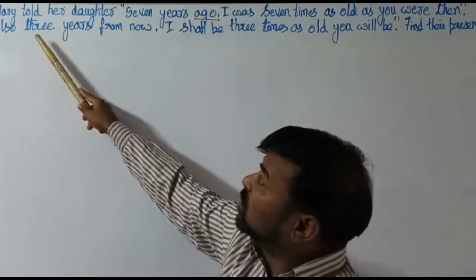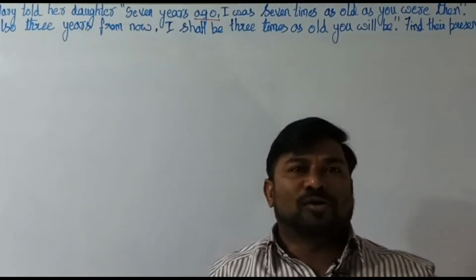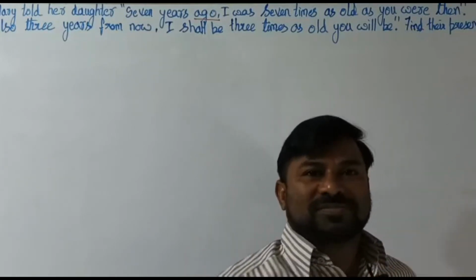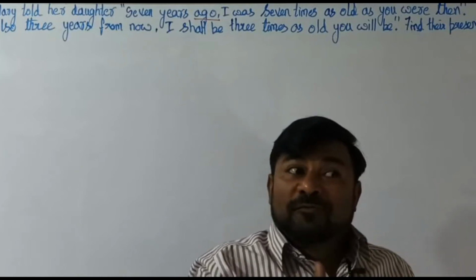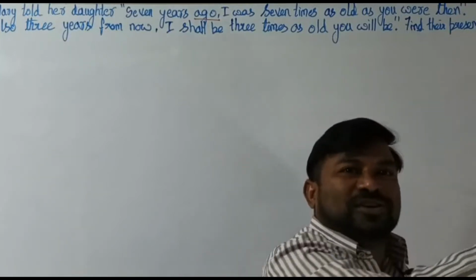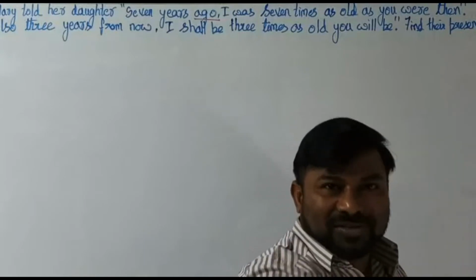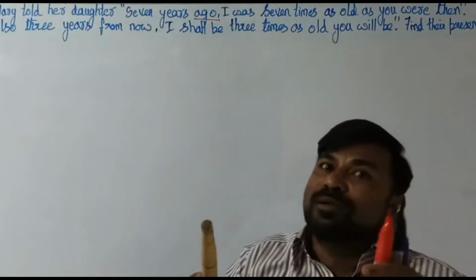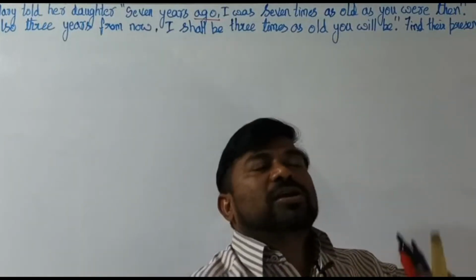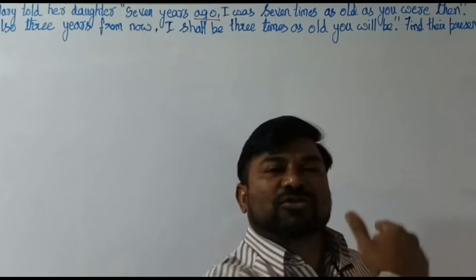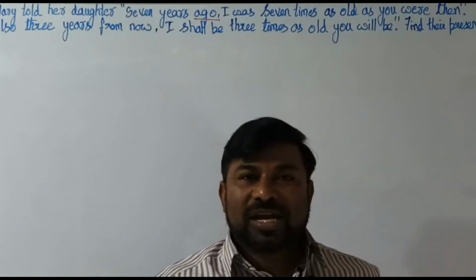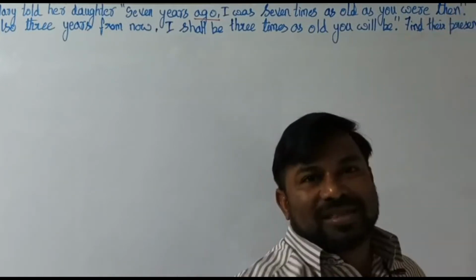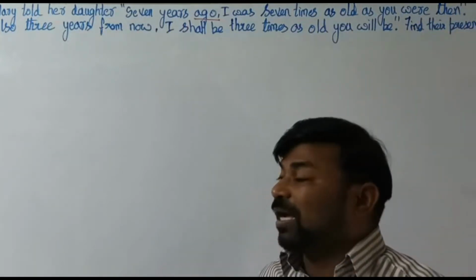What does he say? Also, 3 years from now. What is the meaning of from now? It means this is the present age, from now onwards. From now means we are talking about the future. So 3 years from now, I shall be 3 times as old as you will be. In the future, suppose the age of the daughter after 3 years is something like 10, then 3 times that is something like 30. That's the calculation he has given. We'll be getting back to that one.